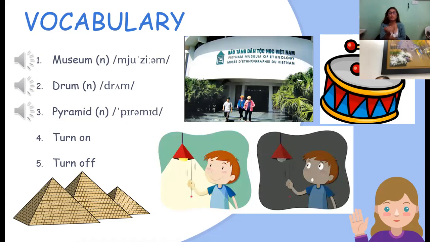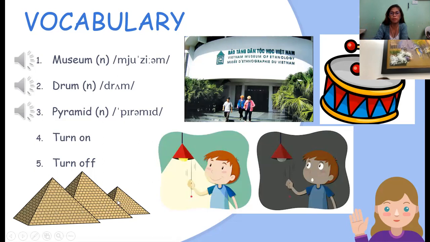Okay, so do you know what is a museum? This one, Uyan, is a museum. Another here is a pyramid. Can you see the pyramid? Yes. Drum. Next is turn on. You will have to turn on the light. I will turn on the lights. Turn off. Off the lights.